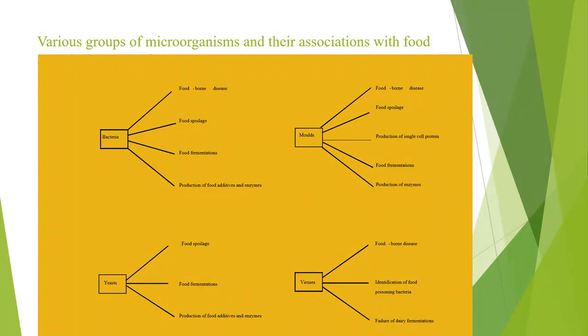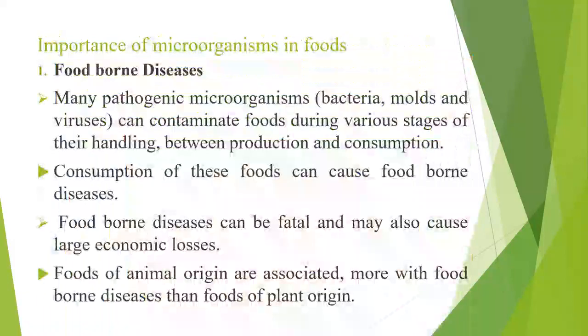Next are the viruses. They are also the reason behind many foodborne diseases, and they are also used as an indicator for the identification of many food poisoning bacteria. They also lead to the failure of many dairy fermentation processes. Next is the importance of microorganisms in relation to food.